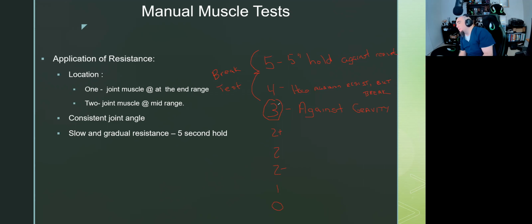So let's say that you've got a patient that has a permanent contracture of the bicep and has lost, I don't know, 40 degrees of range of motion. Anything against gravity is at least a 1, yeah. But we're going to talk about that in a second here.